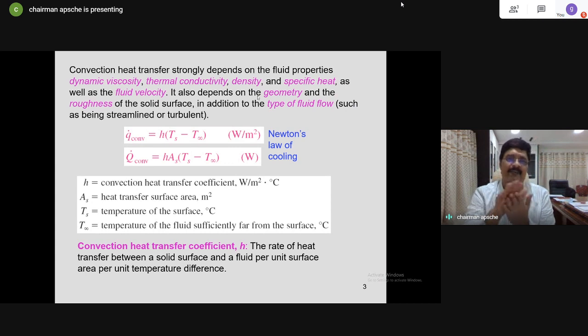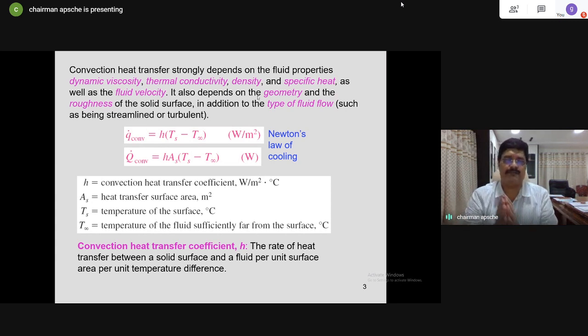When it is a rough surface, the friction between the wall and the fluid particles will be very high. When the friction is high, the fluid movement on the solid surface is greatly restricted. So again, the roughness and the geometry of the solid boundary also come into the picture when we talk about convection heat transfer. That's what I said.